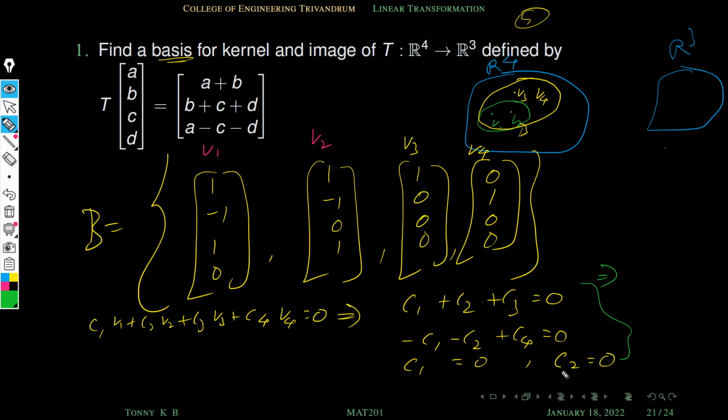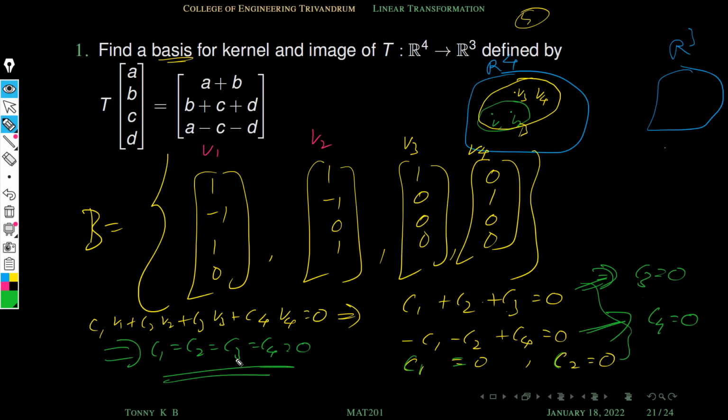Already C1 and C2 are 0. If you substitute C1 equal to C2 equal to 0 in this equation, what does it imply? If C1 and C2 are 0, then what is C4? C4 equal to 0. Then again here C1 and C2 are 0, so this implies C3 equal to 0. So what is our conclusion? Everything is 0: C1 equal to 0, C2 equal to 0, C3 0, C4 0. So this implies C1 equal to C2 equal to C3 equal to C4 equal to 0. So what is our conclusion? This set is linearly independent.